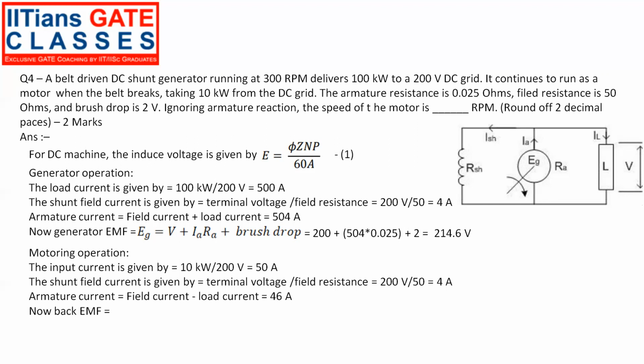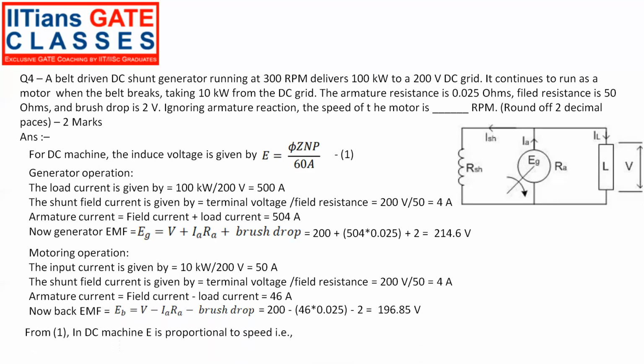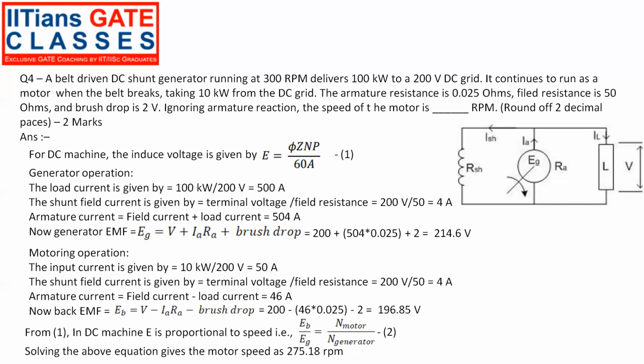Now the back EMF here will be Eb equal to V minus IaRa minus brush drop. So that is equal to 196.85 volts. So from equation 1, we know that E is proportional to N, right? So E motor by E generator equals N motor by N generator. We know Eb, Eg, and what else do we know? They have also given that the DC generator is running at 300 RPM, that is N generator. So if you substitute that and solve this equation, we will be getting the motor speed as 275.18 RPM.